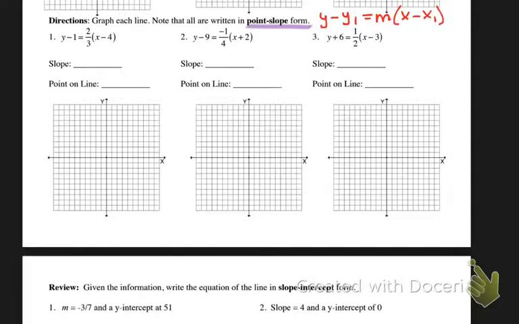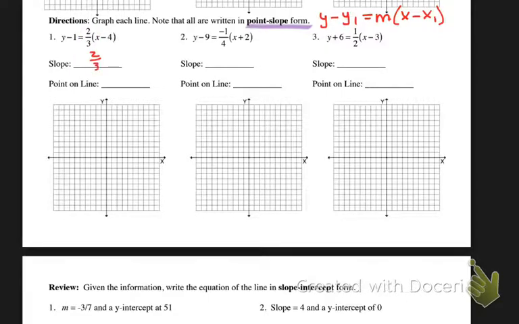Moving on to the next section. All of these equations are written in point slope form. This is our new one. So in point slope form, the slope is always in front of the parentheses. So our slope is 2/3 for number 1.